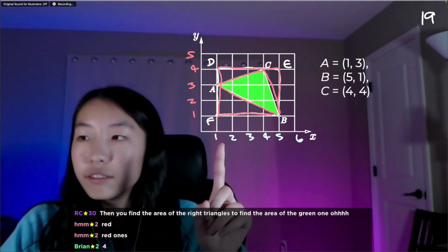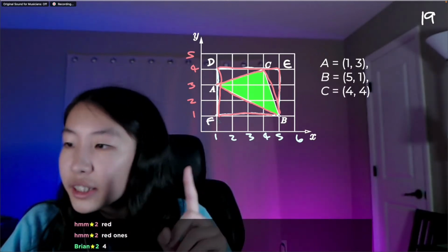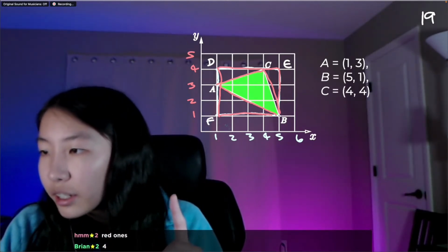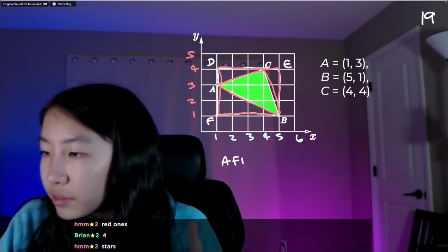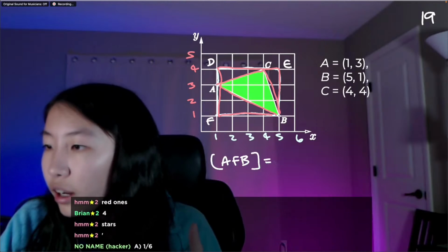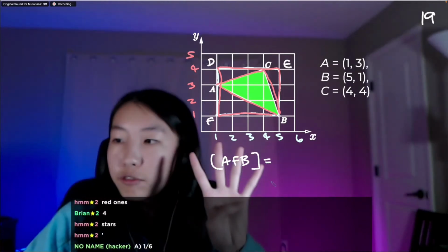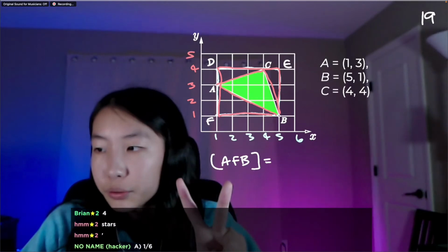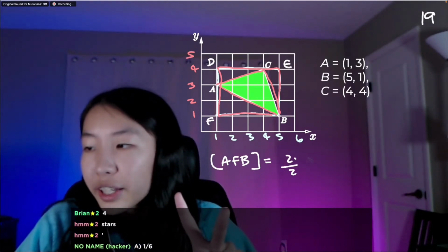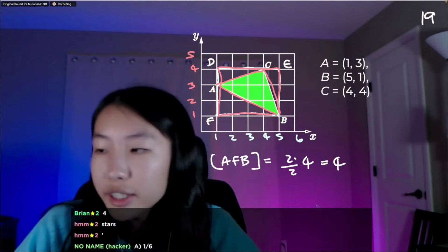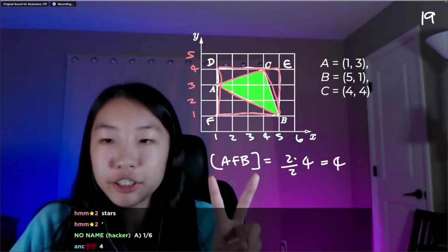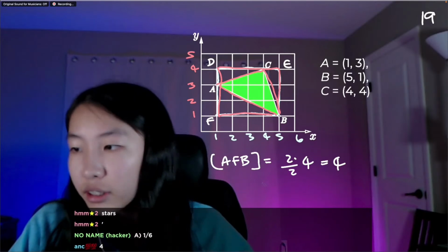So what is the area of AFB? Okay, Brian says 4. Let's check that. The base FB is going to have a length of 4 on the bottom, a height of 2. And notice that the 2 just cancels out when we have to divide by 2. So that's just 4. As Brian said in the chat, notice that these brackets around the AFB mean area.